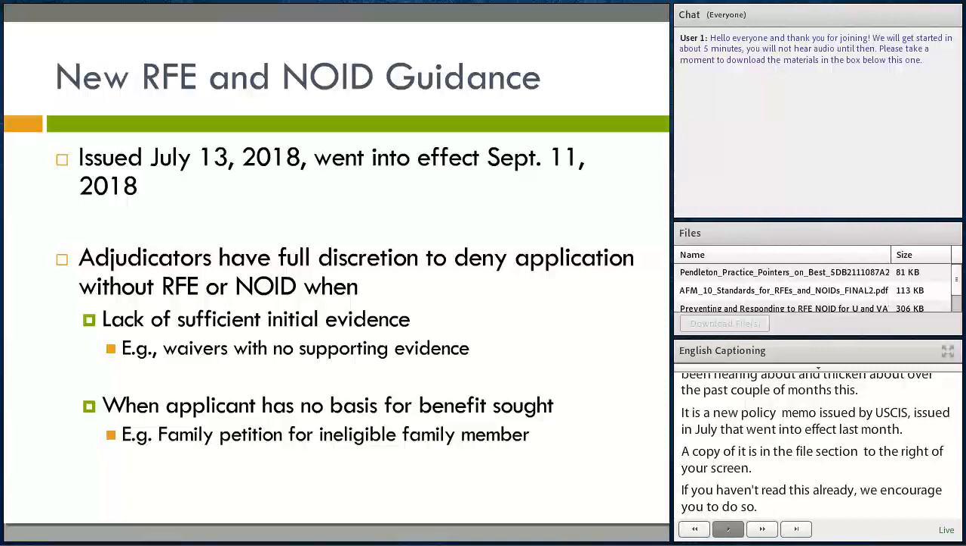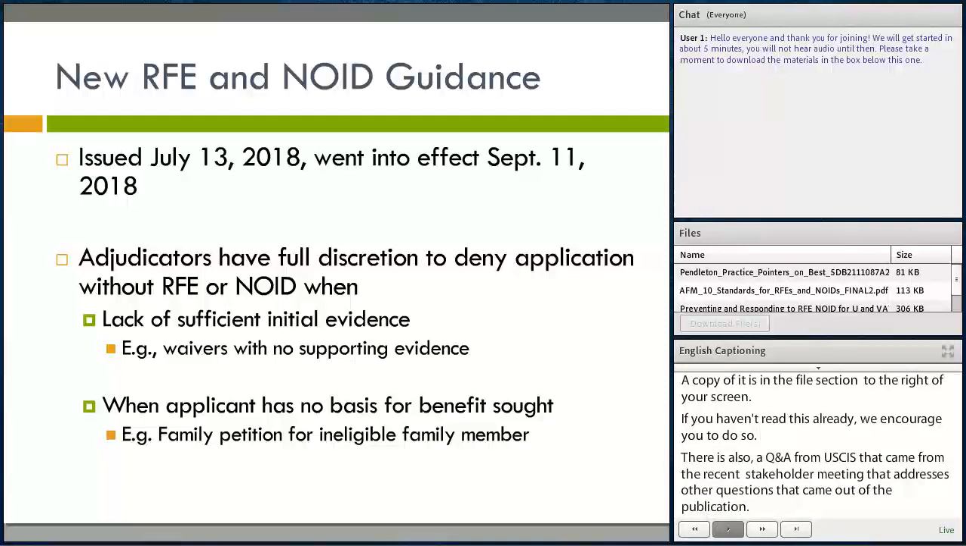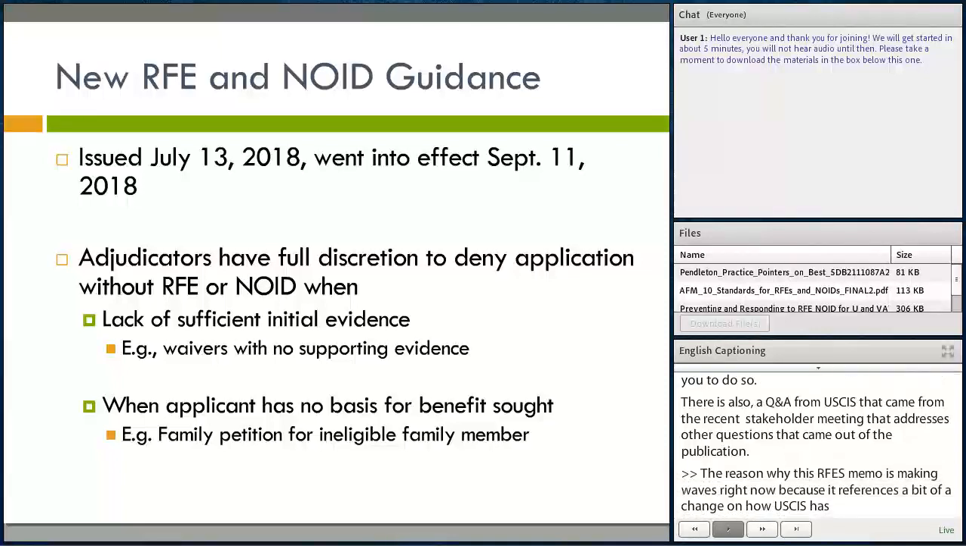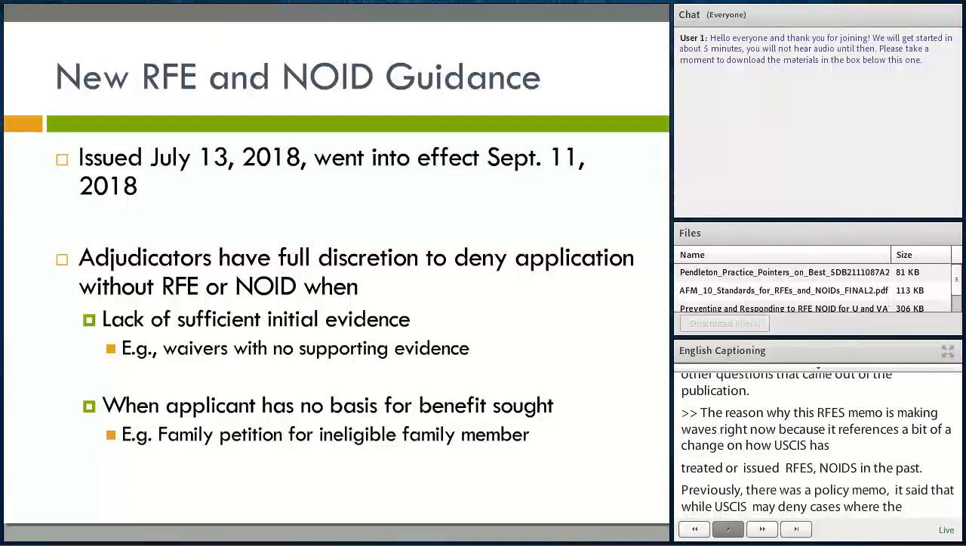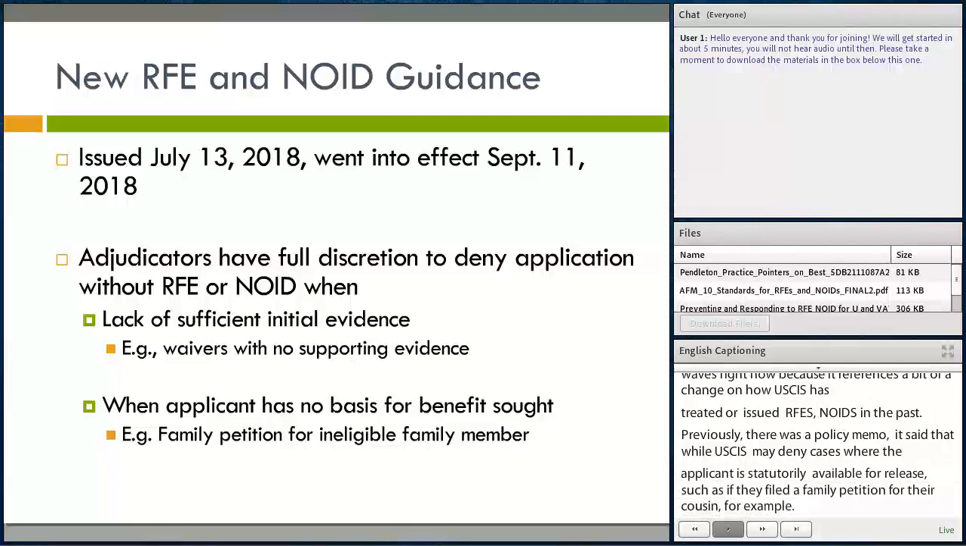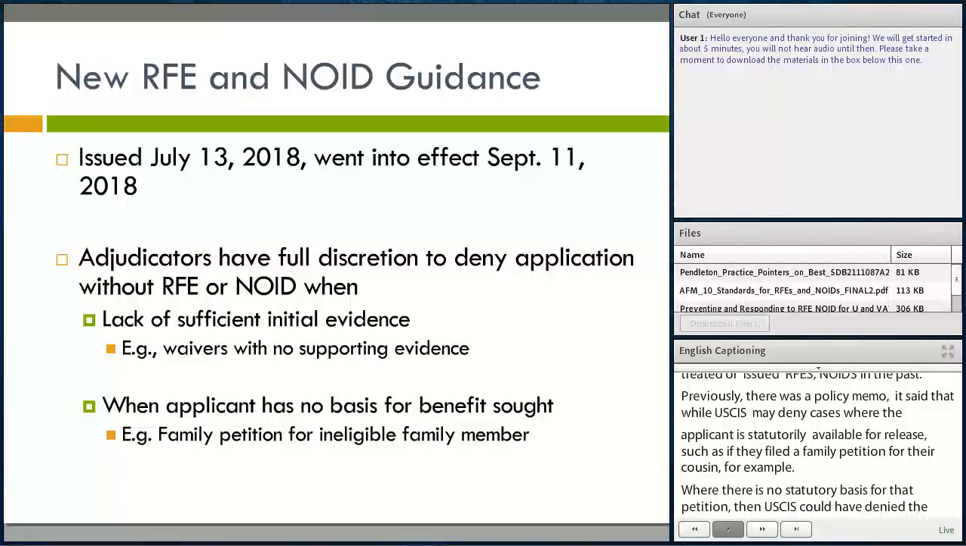And the reason why this RFE memo is making a lot of waves right now is because it represents a bit of a change in the way USCIS has treated or has issued RFEs and NOIDs in the past. So previously, there was another old policy memo that said that while USCIS may deny cases where the applicant is statutorily ineligible for relief, such as if they filed a family petition for their cousin, for example, right, where there's no statutory basis for that petition, then USCIS could have denied that petition without an RFE and without a NOID. But generally speaking, USCIS did issue an RFE or a NOID in cases where perhaps there was some evidence missing, but the person didn't seem to be statutorily ineligible.